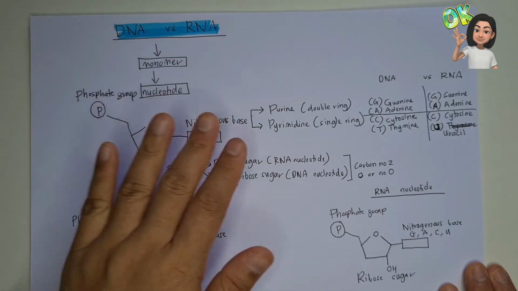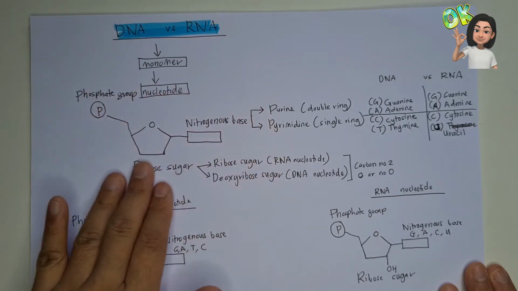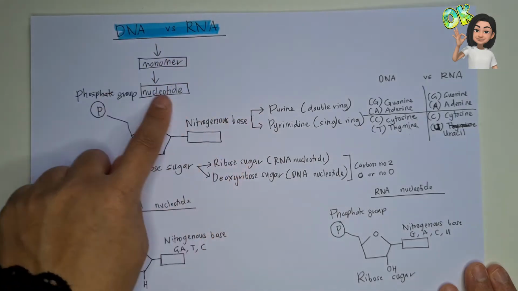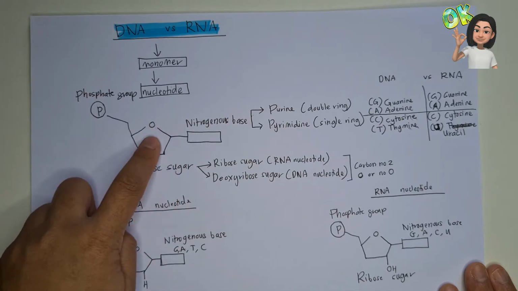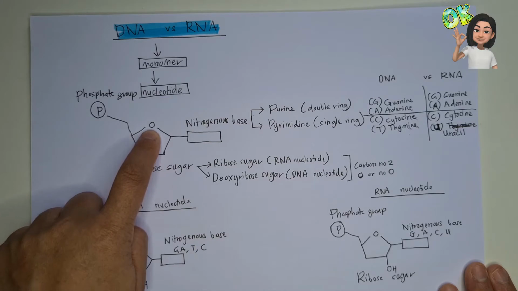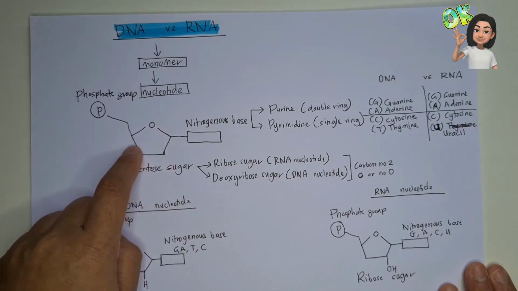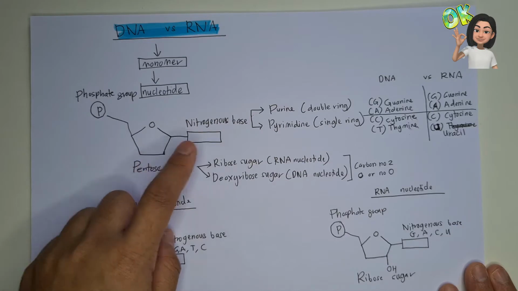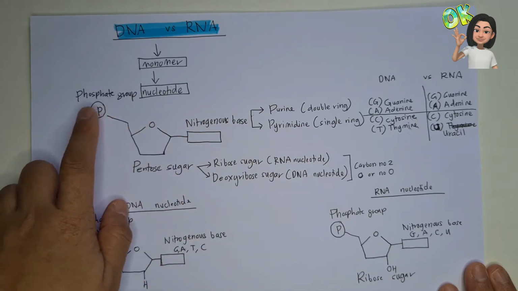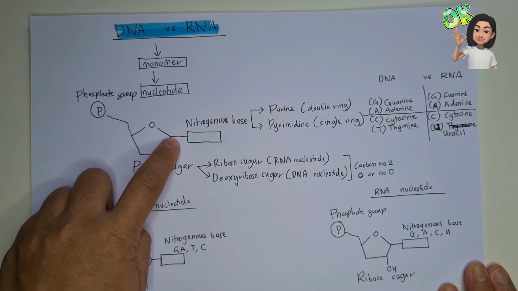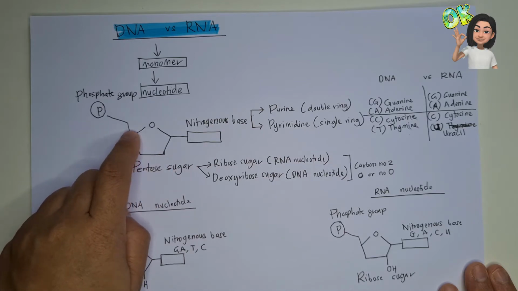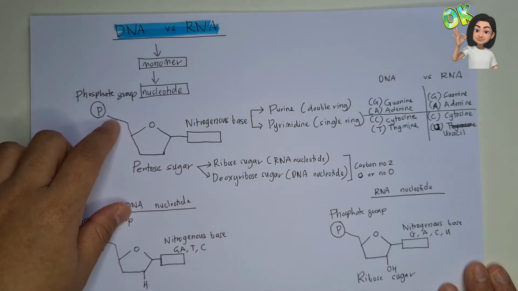So this is the general structure of a nucleotide for both DNA and RNA. We have a pentose sugar because it has 5 carbons. So you're just going to draw oxygen in the middle, and it has 5 sides. Nitrogenous base at carbon number 1, and then phosphate group at carbon number 5. Again, we count the carbon: carbon number 1, 2, 3, 4, 5. The bend is very important.